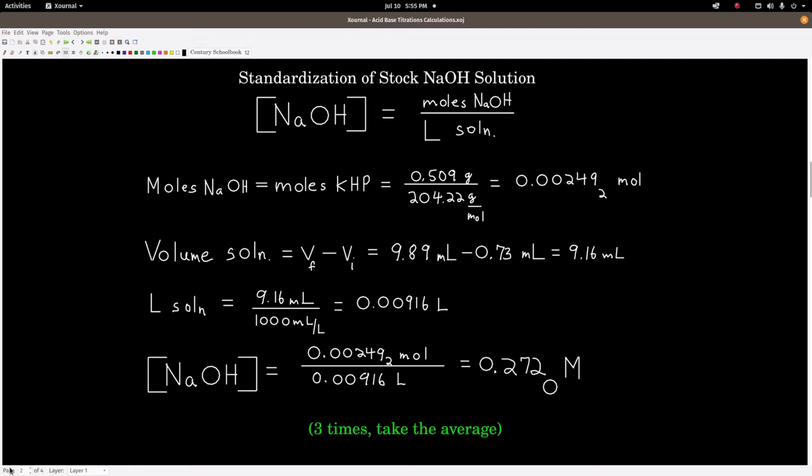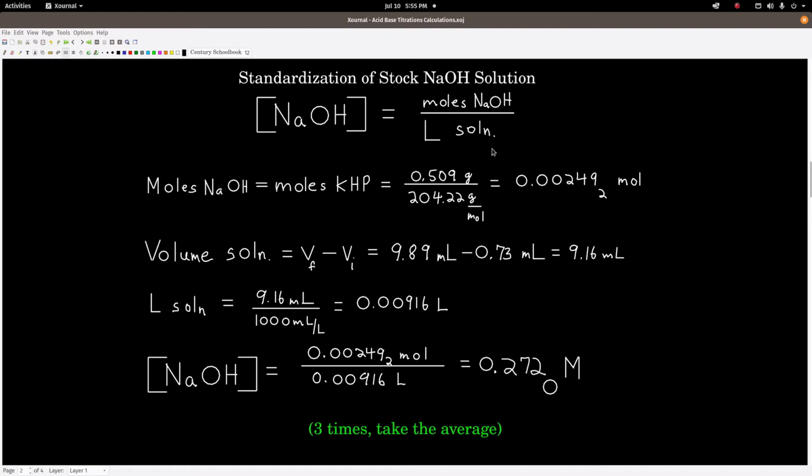So we can find the moles of KHP quite easily because we weighed it out. The number I made up was 0.509 grams. That's divided by 204.22 grams per mole, which is the molar mass of KHP, which you guys will need for your calculations. So dividing these 2 numbers, I find the moles of KHP, which means I know the moles of sodium hydroxide.